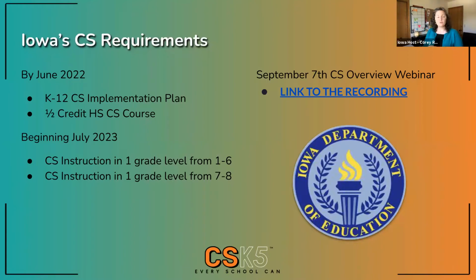The other thing that's required this summer of 2022 is a half credit of high school. We just want to make sure that while we have you present, you are aware of that. Then beginning July of 2023 is where this K-5 work will really come to fruition, where schools will need to have at least one grade level of instruction in computer science between 1st and 6th grade, and then one grade level of instruction in computer science in grades 7, 8.